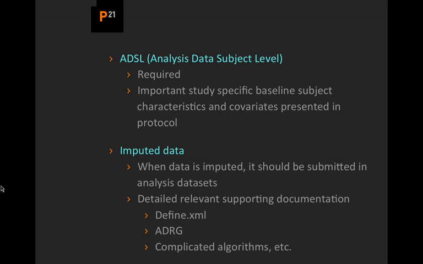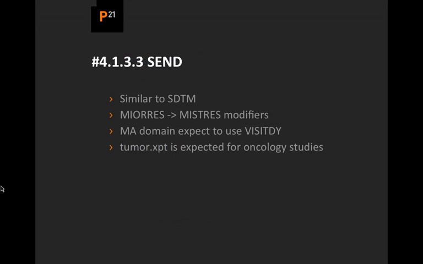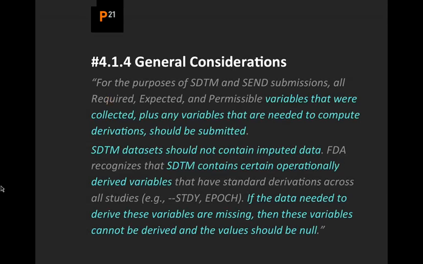Analysis data: a subject-level dataset is required. Important study-specific baseline subject characteristics and covariates presented in the protocol should be included. And again, if there is any imputed data, it should be submitted in analysis datasets, and all detailed and relevant supporting documentation should be provided in the define XML file, in the analysis data reviewer's guide, or any other additional documents like complicated algorithms, supplemental documentation. All those documents are welcome.